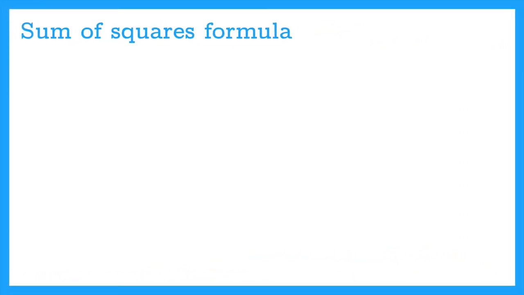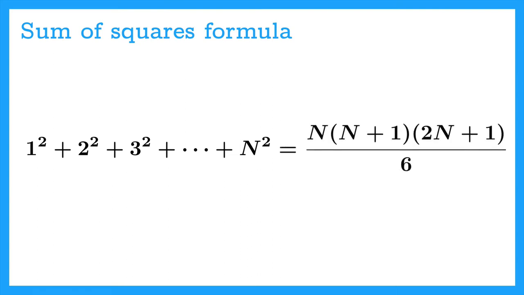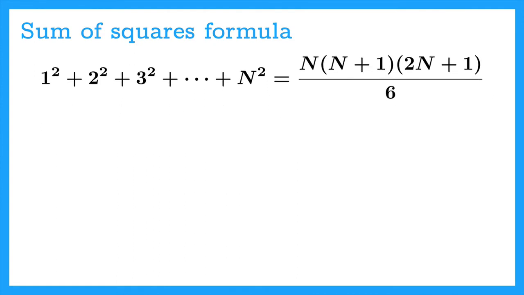To make our job easier, we're going to need a little tool, and that tool allows us to find the sum of squares. So here's a formula for this. Suppose you want to take the first n squares, 1 squared, 2 squared, 3 squared, all the way up to n squared, and add them together. Turns out there's a slick formula for this. It's this cubic polynomial, n times n plus 1 times 2n plus 1 over 6.